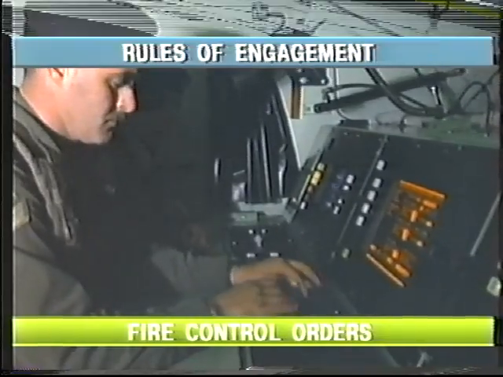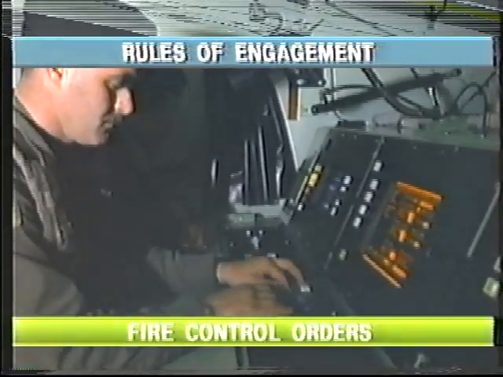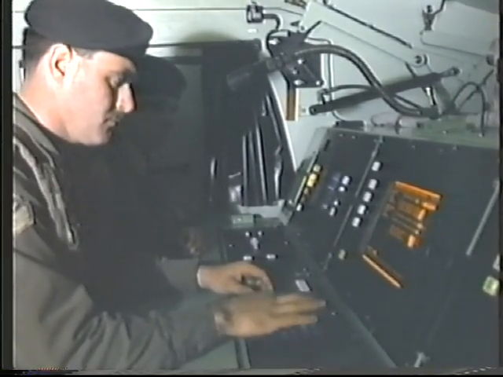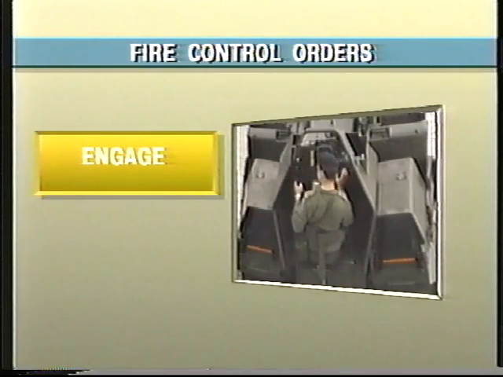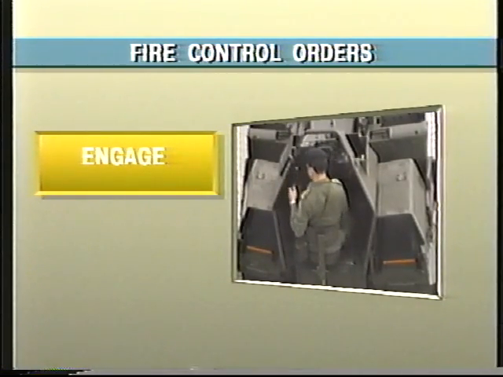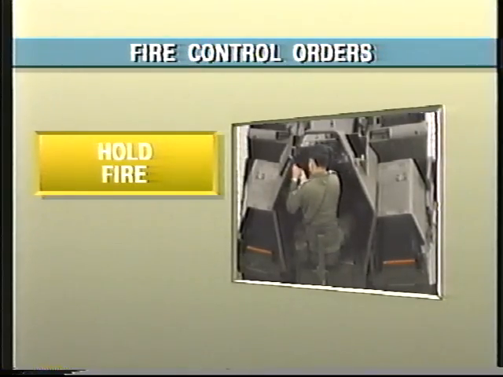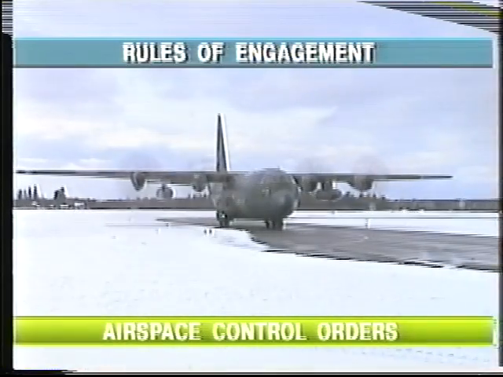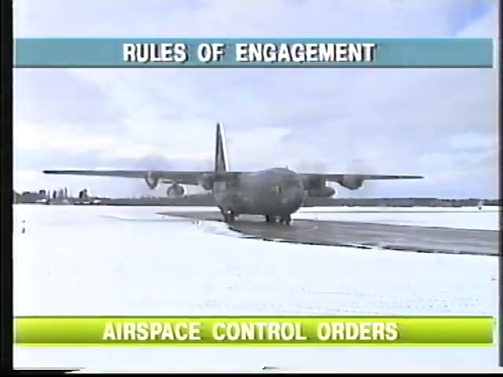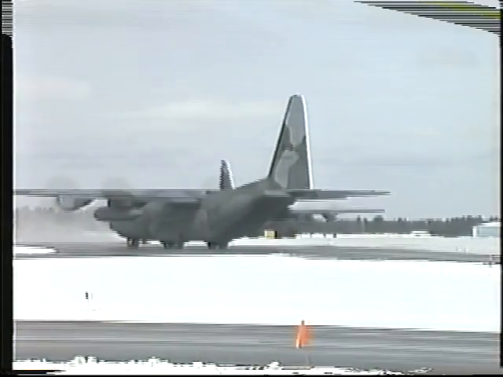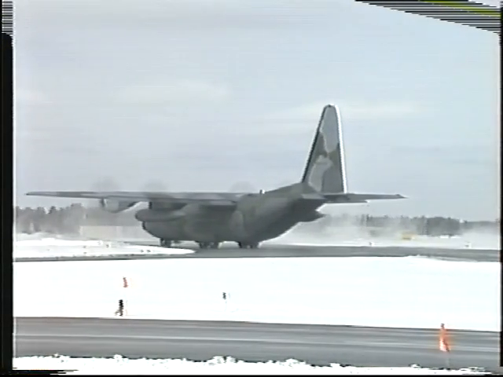Fire control orders are issued to direct or stop the firing of AD artillery systems, and they take precedence over the current weapon control order. These orders are defined as engage, cease engagement, and hold fire. And lastly, the rules are implemented by airspace control orders and directives, which involve aircraft movements, designation of air corridors and restricted areas, and any other measures deemed necessary by the Airspace Management Authority to permit the safe passage of friendly air traffic.